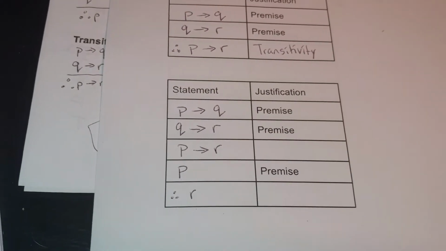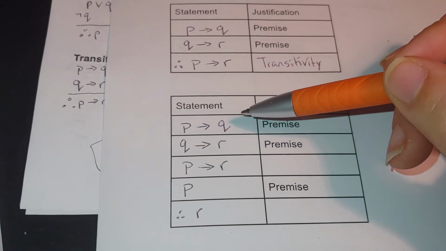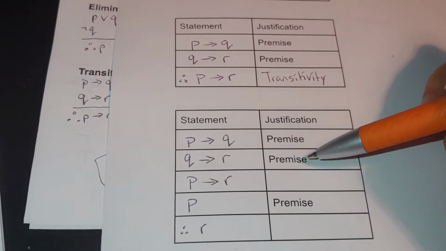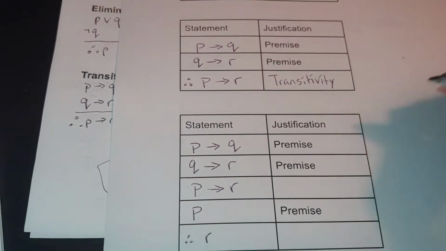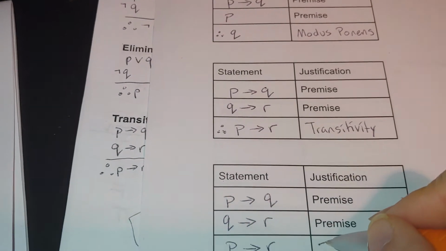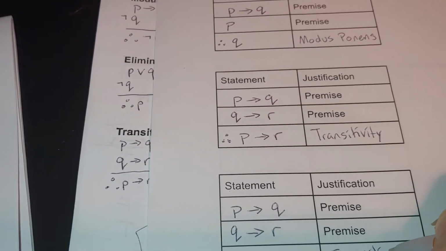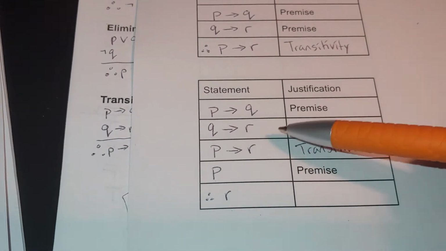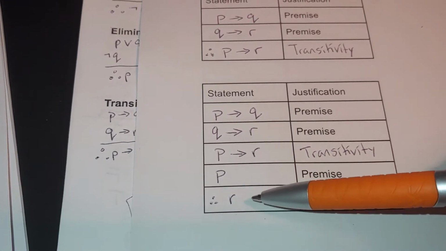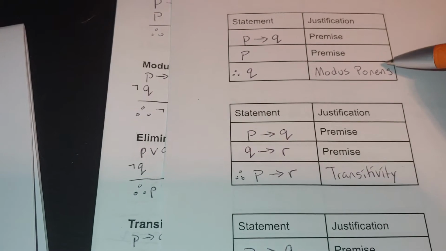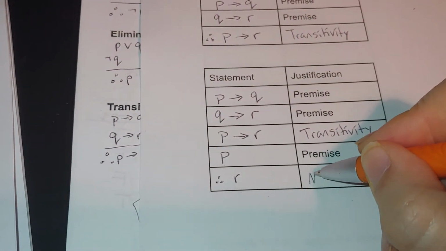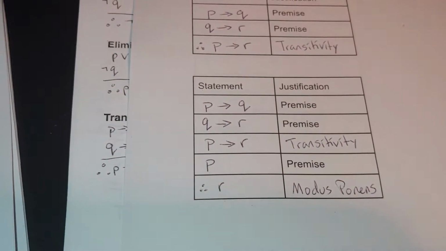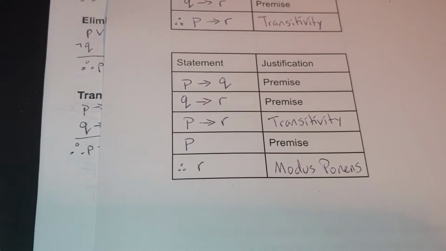All right, so now let's look at kind of a blend. If P is true, then Q is true. That's a premise. That's like a given. If Q is true, then R is true. Another premise. So if P is true, then R is true. Well, we just saw that we know that by transitivity. And then another premise. P is true. Well, since I know this by transitivity, as long as P is true, R must be true by, you guessed it, modus ponens.